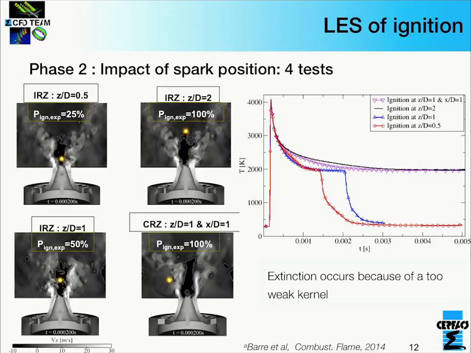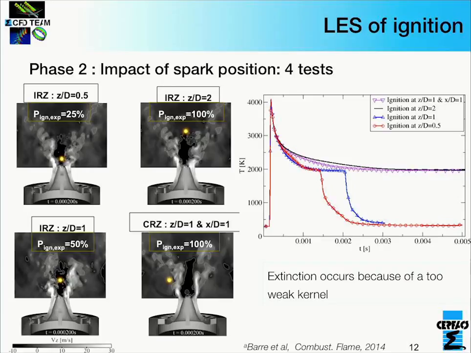And for example, in the experiment, these four different positions, so either a different distance from the injector in the axial direction, or a side, not on the axial, just a little side of the central axis. And so you can see that depending on the igniter location, you have different probability. For example, here you always ignite, but here when you are too close to the injector, you have far less chances to ignite.